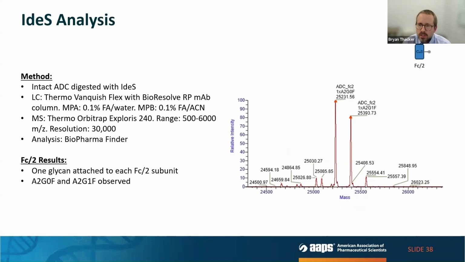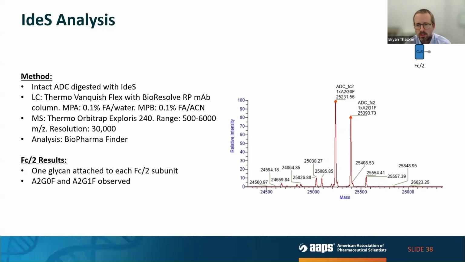This is another instance of data that we can extract using the IdeS digest with mass spectrometry. In this instance, we're looking specifically at the Fc portion of the antibody. The IdeS digest liberates the 2 Fc domains from each other, so we're looking at them individually. This is where the conserved glycosylation region of the antibody exists, and in fact, we can see those glycans attached to this portion of the antibody.